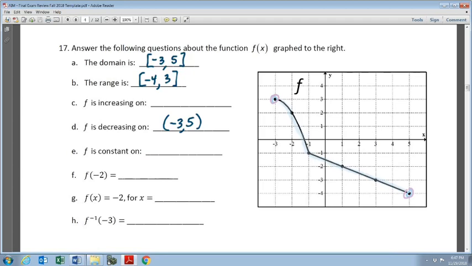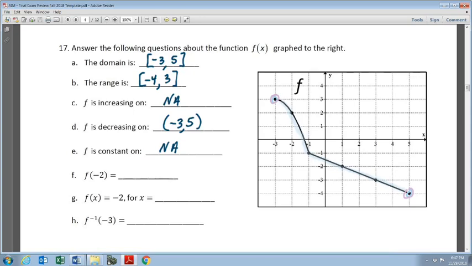Anytime you talk about where you're increasing or decreasing or constant, always use an open interval. All right, on the other two, C and E there, those don't apply because we're not increasing or constant anywhere.